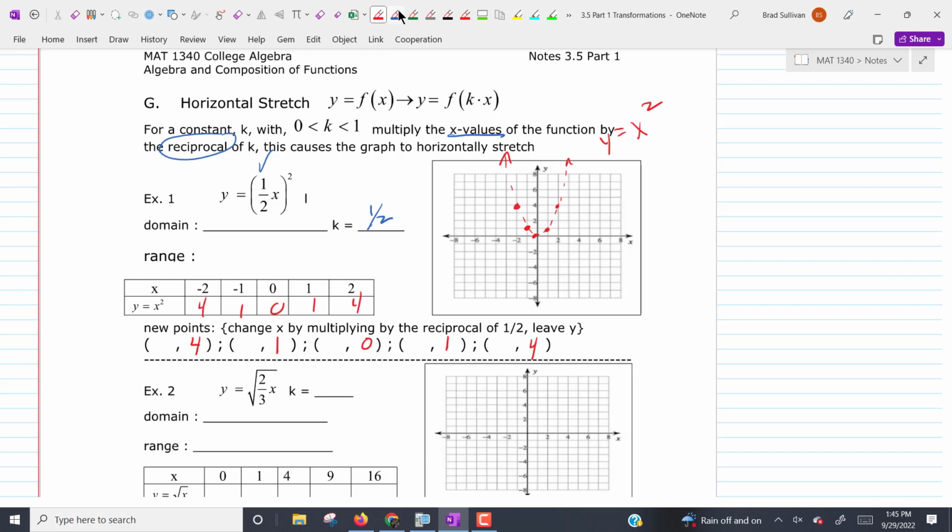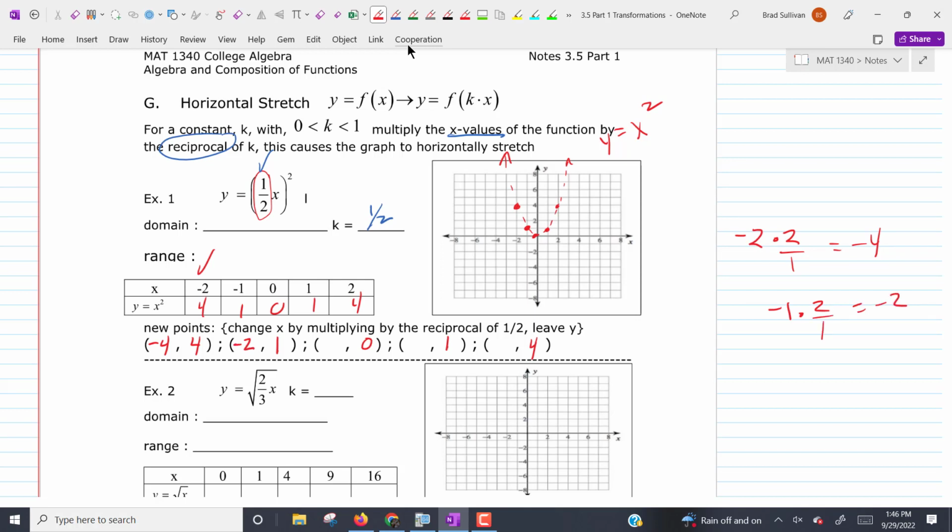Now watch carefully how I do this. You take each x value and multiply by the reciprocal. It's backwards of what you feel like it would be. So we're going to take that and multiply by 2 over 1. So we end up getting -4. That's your new point. We're going to do that every single time. The next x value is -1. We take -1 times 2 over 1, so that ends up being -2.